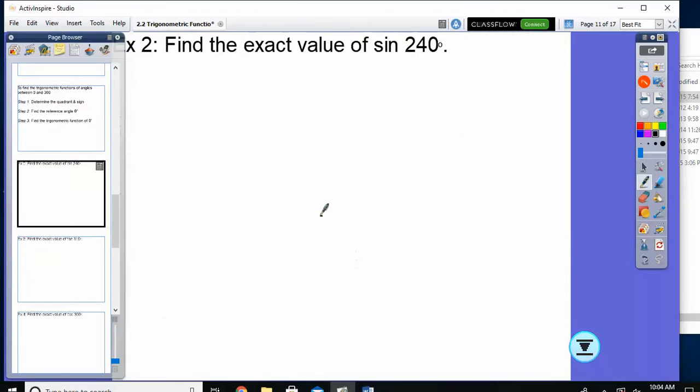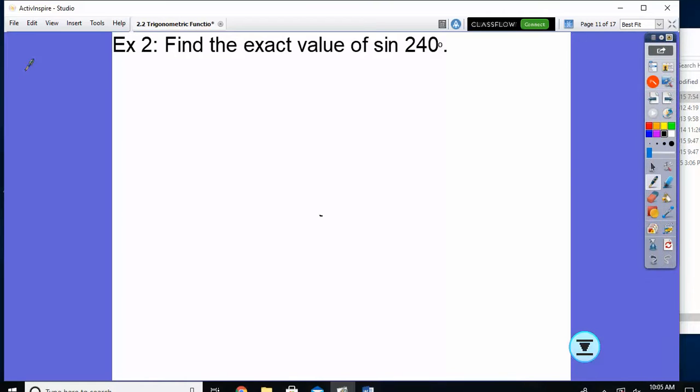So, for instance, I want to find the exact value of the sine of 240 degrees. Exact value means not a decimal. When I give you these problems, there are 2 things that I will expect you to write down every single time as showing your work for this. I will ask quadrant and reference angle every single time.